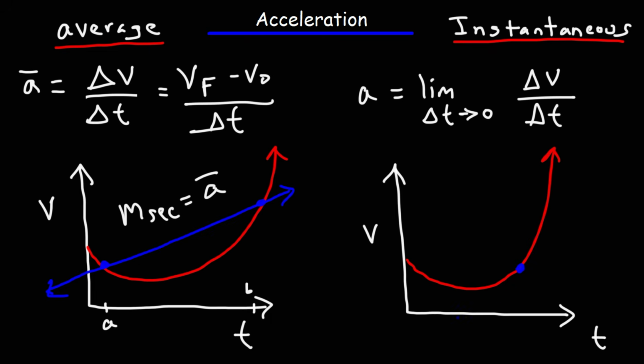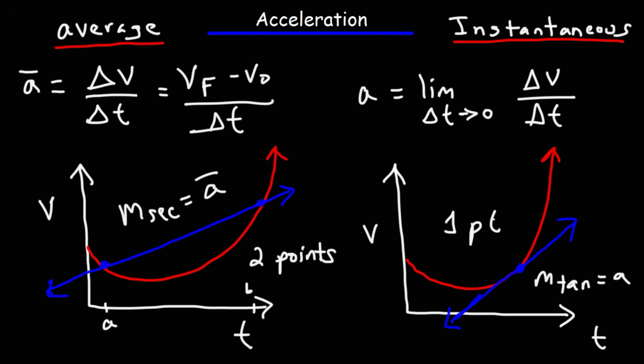Now, in contrast, the slope of the tangent line will give us the instantaneous acceleration. So remember, a secant line is a line that touches the curve at 2 points. A tangent line is a line that touches the curve at only 1 point. So the slope of the secant line gives you the average acceleration, and the slope of the tangent line, which is basically the derivative, gives you the instantaneous acceleration. So this means that the instantaneous acceleration is also equal to the derivative of the velocity function.